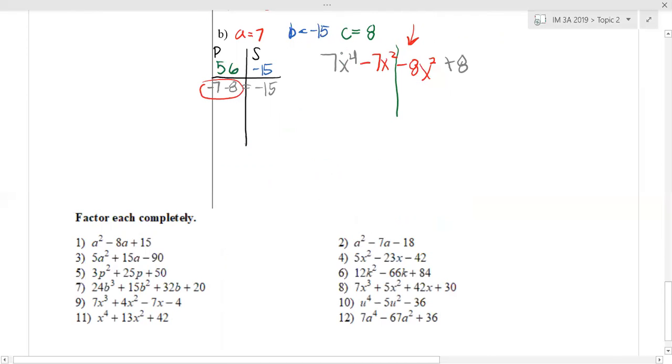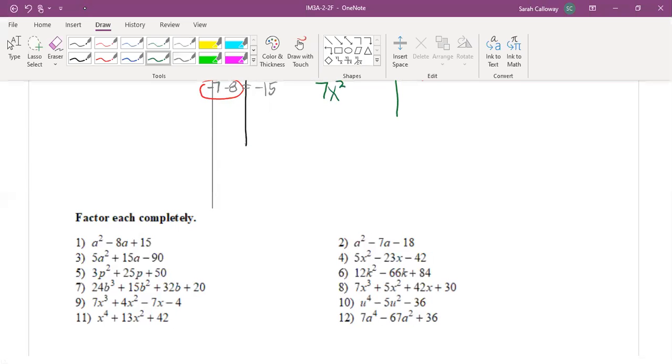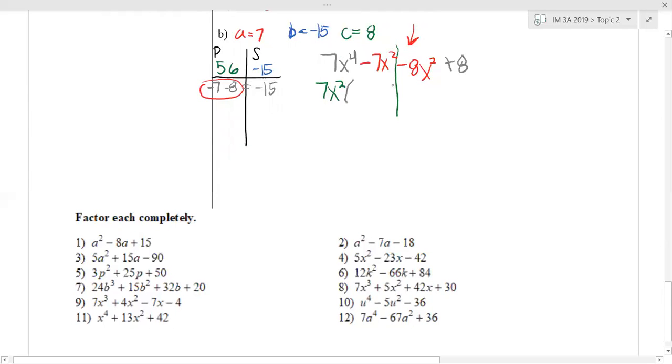So this expression, I can factor out the coefficient because they have the same coefficient, 7. And I can also factor out an x squared. So whatever the lowest power is on x, I can factor that out. And so if I divide both of these terms by 7x squared, I'm going to end up with x squared minus 1.